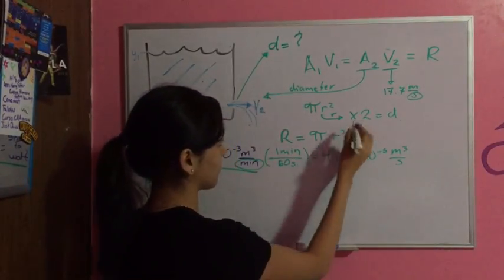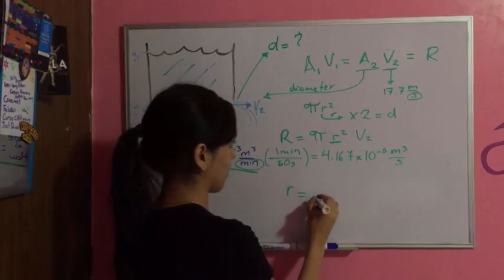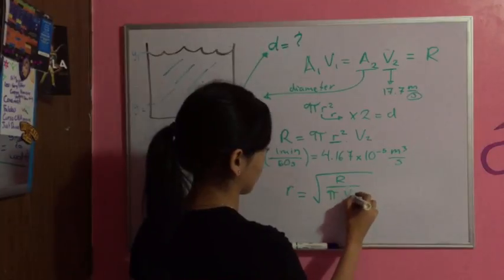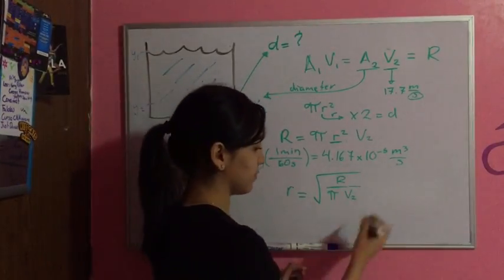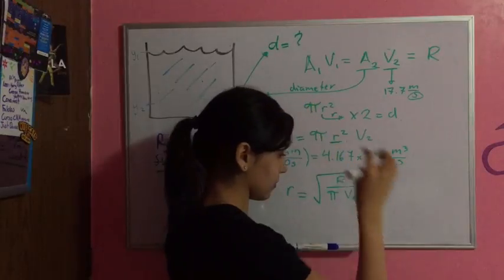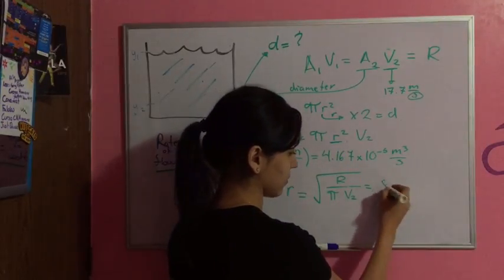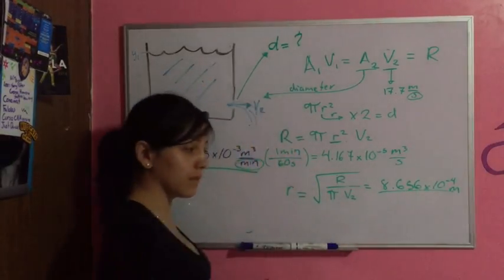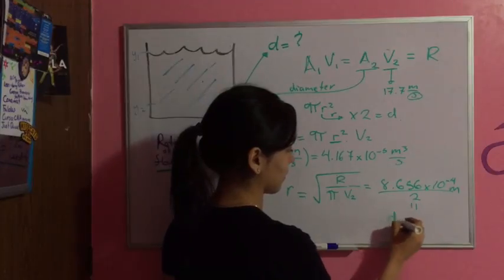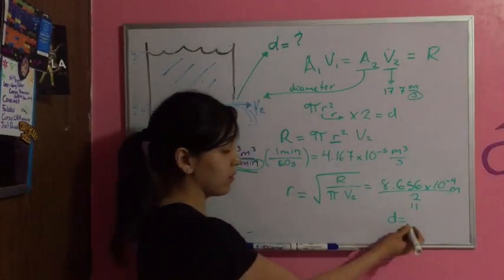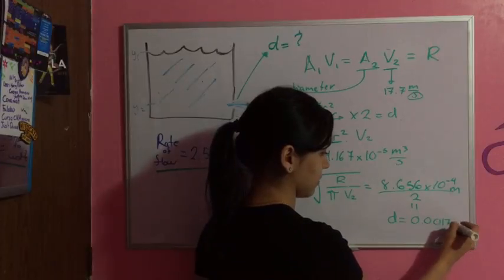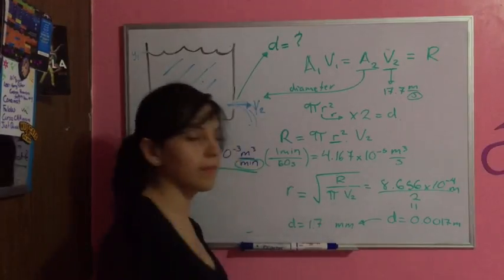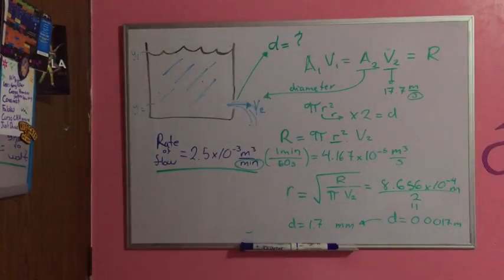Now we only have to isolate the radius, and we'll get this equation: the rate of flow over pi times the velocity, and that to the square root, and then we'll get the radius in meters, but we have to convert that into the diameter, so we have to multiply that by 2, and we'll get that in meters, and the problem is asking us for that in millimeters, so we'll get a hole of 1.7 millimeters.